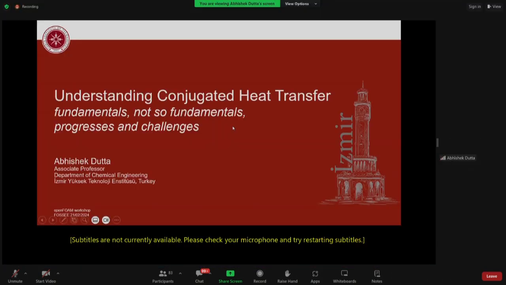So guys, hello everyone again once more. Welcome to the presentation on understanding conjugated heat transfer. I wrote this word understanding because I'm also in the process of understanding this, and I'm not an expert in this field. It takes years to be an expert in this field, of course.